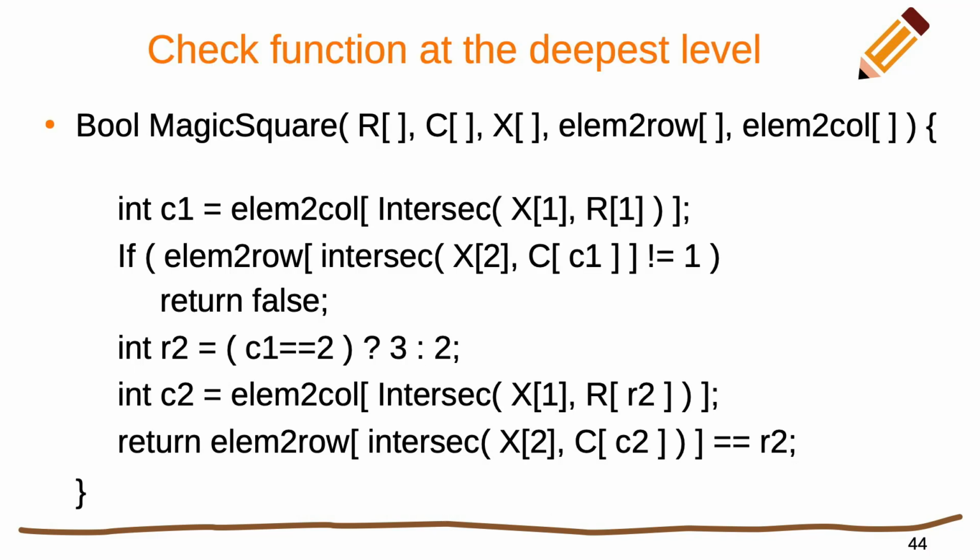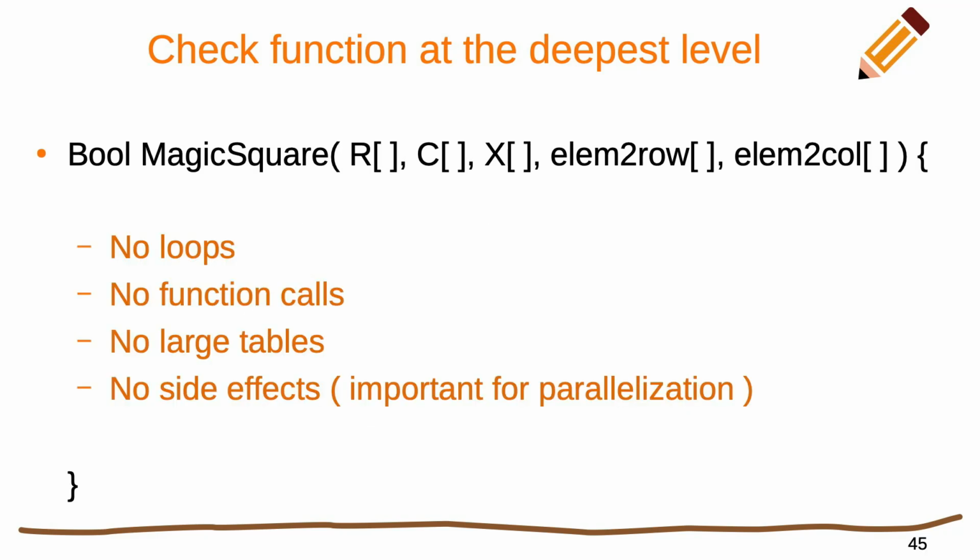Here is a pseudo code of the check function, which lies at the deepest level of the program. It returns a Boolean indicating the existence of magic squares for a given combination of rows, columns, and diagonal candidates. Note that there are no loops, no function calls, no large tables, and no side effects. It's an ideal solution, enabling fast execution across a wide range of hardware platforms.